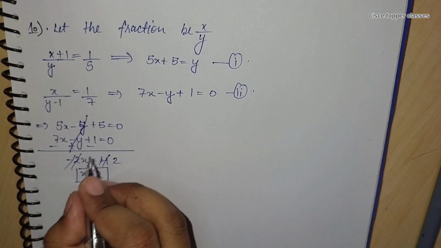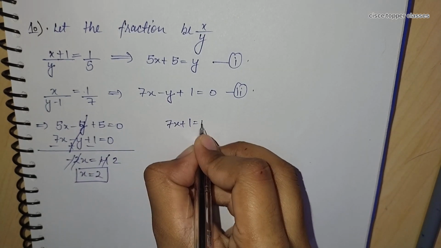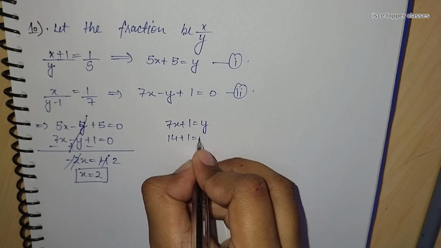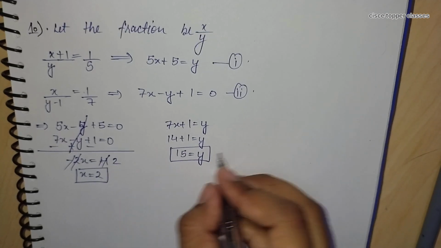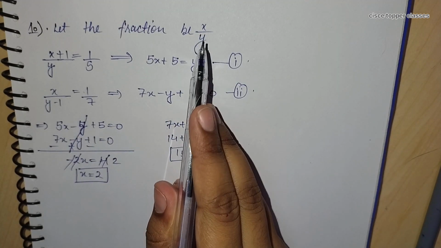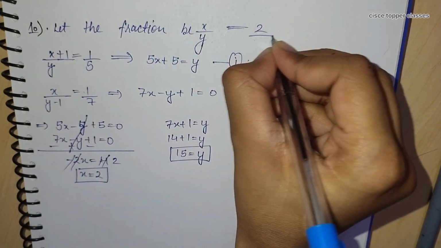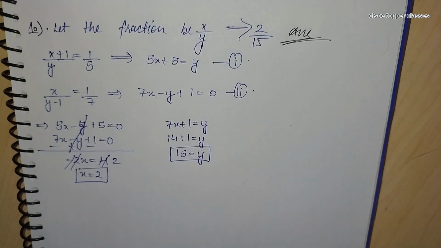Now we have to find the value of y from here. So 7x plus 1 equal to y. So 7 into 2 is 14 plus 1 equal to y. So it is 15 equal to y. So this is the answer here in this question as x by y. Now we have to take it as a fraction. So x by y is equal to 2 by 15 is the final answer here in this question. So this is the answer here.